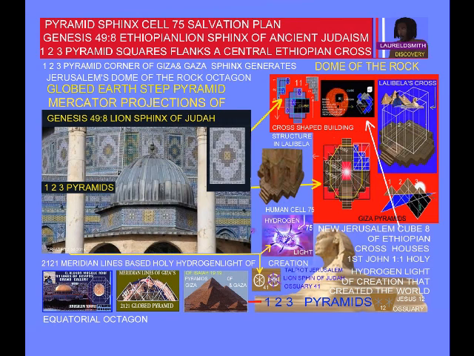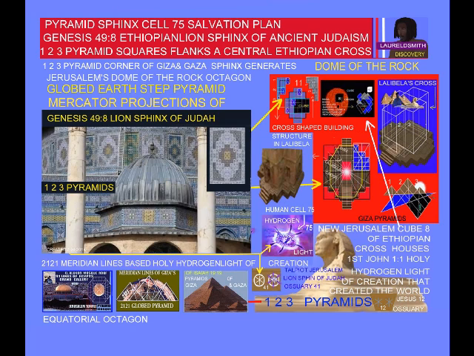So we see the Ethiopian cross vertical and horizontal section with a square overlapping both sections. We see it generating the five blocks stacked on top of one another on the left side and five blocks stacked on top of one another on the right side. In other words, we see the globe earth stealth pyramid Mercator projection of the 12 sons of Jacob of ancient Babylon and the South American stealth pyramids of Pumapunku.